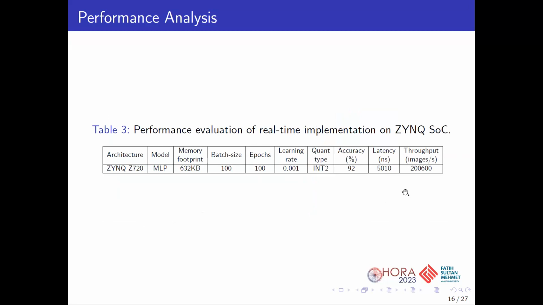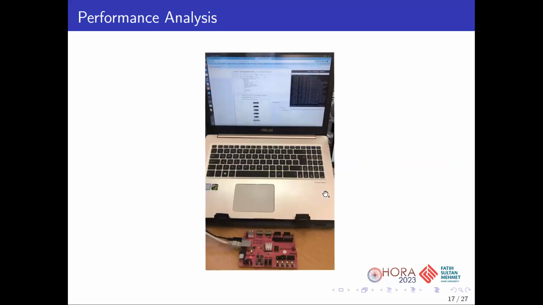The throughput is about 200,600 images per second. It signifies a significant processing capacity, enabling the system to handle a large volume of data within a given time frame. And the real-time implementation of PIC-Z1 on the platform in this figure further ensures that the system can deliver prompt and reliable results in real-world applications.